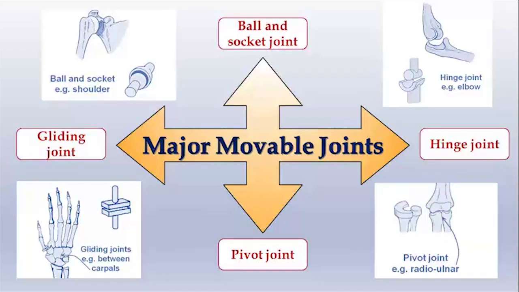Other than the joints, the muscles which work as pairs play a major role in movement. As you can see in slide 7, muscles are attached to the bones by tendons, and they contract and relax, allowing your arms and legs to move.